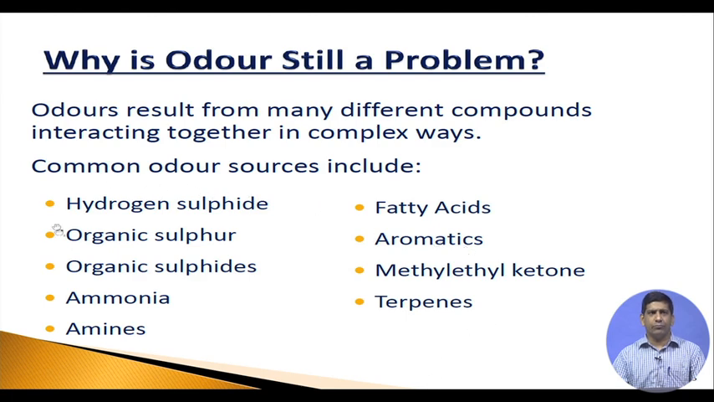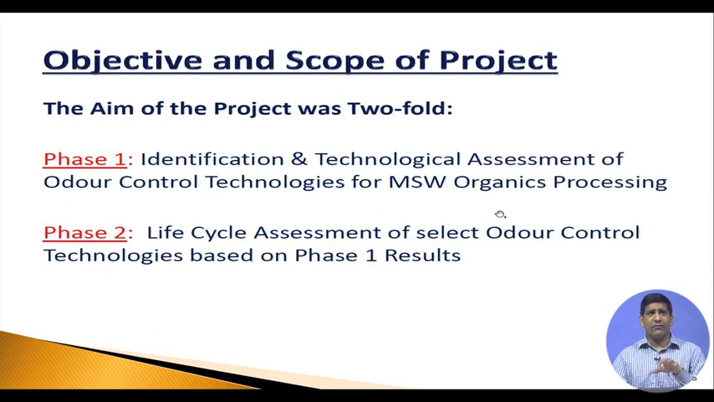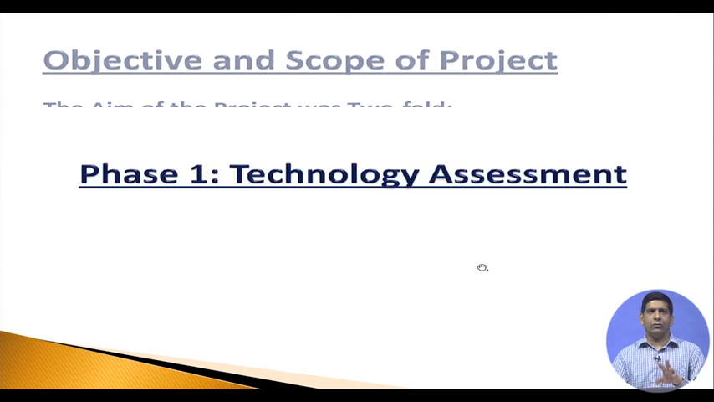So these are the major ones which cause some sort of odor, some sort of smell. This is because of the reactions taking place. The aim of this project was twofold, as I said earlier: identification and technological assessment of the odor control technologies, and then life cycle assessment. Based on the phase 1 results, we did a life cycle assessment of the selected odor control technology.